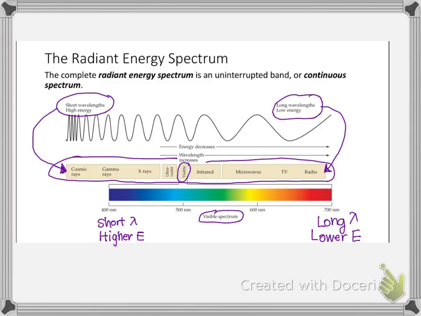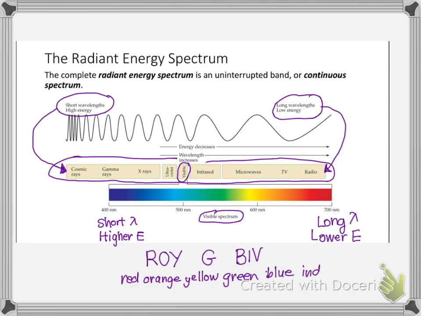Now, to remember the colors of the spectra, you might have learned this in elementary school, but maybe not. I always think of the name, it's a pretend name, Roy G. Biv. This tells you the colors of the visible spectrum in the order that they occur. It's red, orange, yellow, green, blue, indigo, which is kind of a blue-purple, and then violet.